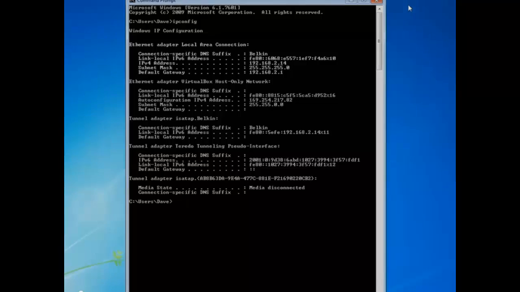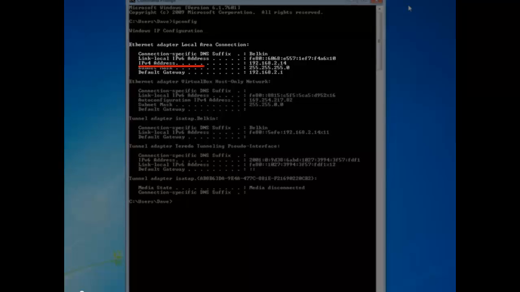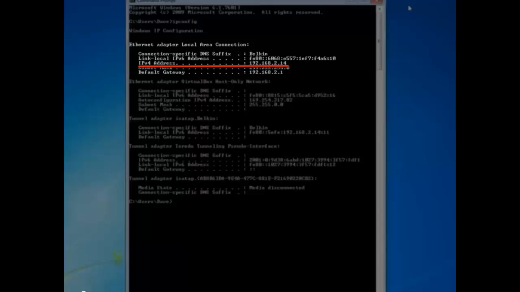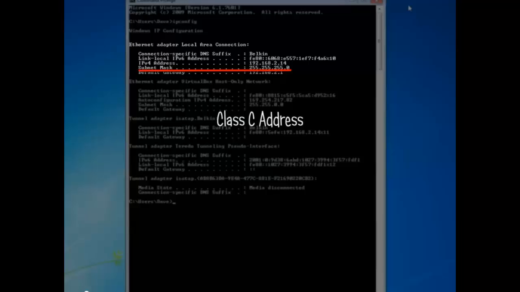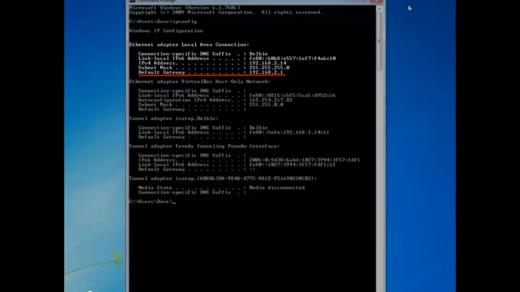Looking at our example, we can see the IP address is 192.168.2.14 and the subnet mask is 255.255.255.0, which is a Class C address. We can also see that the gateway address is 192.168.2.1. Let's just create a diagram showing this so we can be clear.